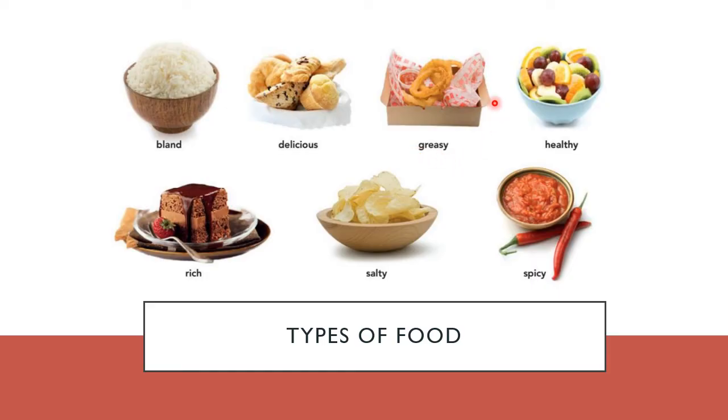Greasy. Greasy food is food that contains a lot of oil or grease. Number 4, healthy. Healthy food is food that has a lot of vitamins, food that is good for our body condition and for our heart, such as fruits and vegetables. Rich. Rich food is food that contains a lot of oil, grease, eggs, sugar, or cream, such as cake. Salty. Salty food is food that has a lot of salt, such as popcorn or chips.